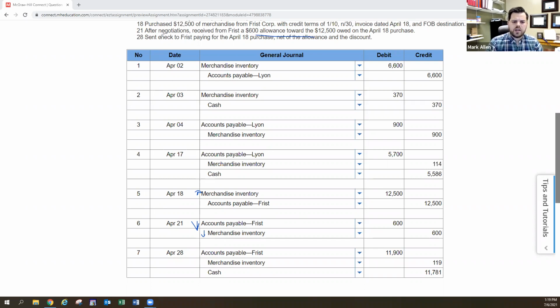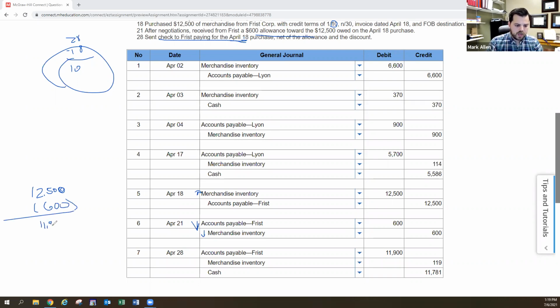Now, in the last entry here, we sent a check to Frist paying for the April 18th purchase. You'll notice we go back to the terms. 1/10, well, 28 minus 18, that is 10. So we did pay on the 10th day. We are eligible then for that discount. So what I'll see is that I will be booking the discount, but you'll notice the discount will be net of that allowance. So 12,500 minus the 600, that is 11,900.